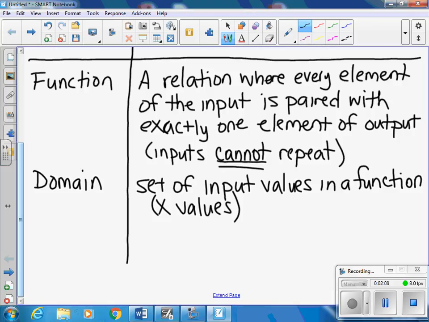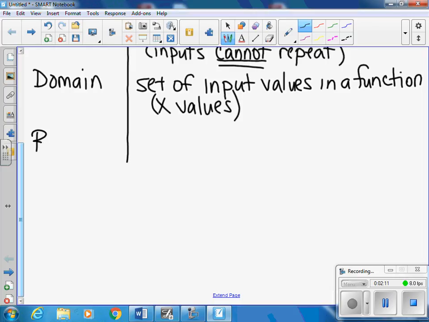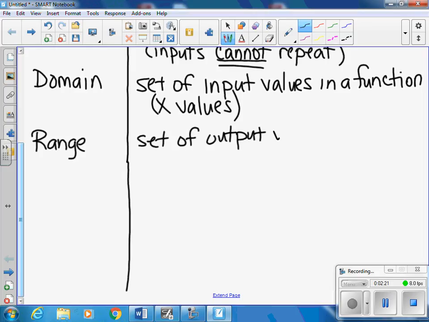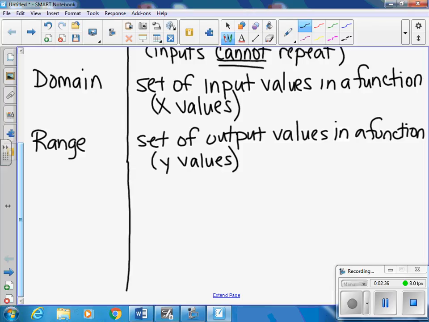The other word that goes hand in hand with domain is the word range. When we're talking about range, we're talking about a set of output values in a function. And if you remember your synonyms for output and range, the y values are part of that list. So anytime you're looking for the range, you're looking for the y values that are present.